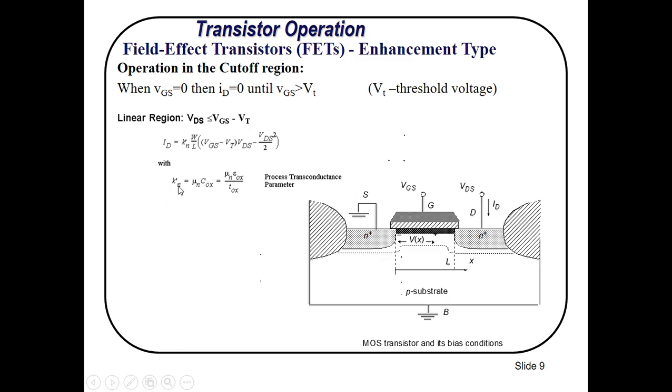Here Kn prime is the process transconductance parameter. Kn prime is equal to mu n C ox. Mu n is electron mobility and C ox is oxide capacitance. This C ox is equal to epsilon ox divided by t ox, where epsilon ox is the oxide permittivity and t ox is oxide thickness.